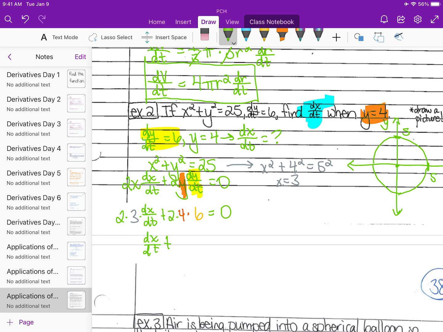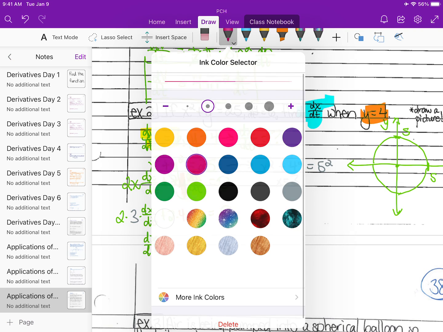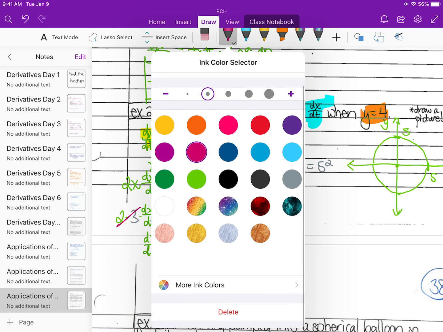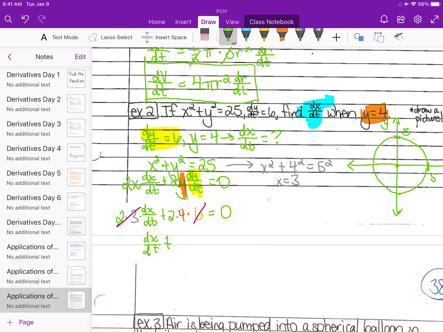I'm going to divide everything by 6. Divide by 6, divide by 6, 0 divided by 6. So I just have dx dt plus 8 equals 0. Dx dt equals negative 8. And there's no units for this, so I can't put units in the answer. I don't expect you to put units if there's no units in the problem.